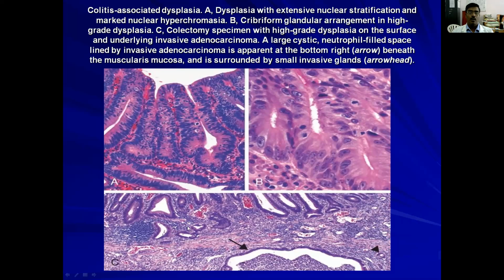This is a colectomy specimen. The high-grade dysplasia on the surface and underlying invasive adenocarcinoma is apparent at the bottom here. Okay, invasive adenocarcinoma, which is seen beneath the mucosa and surrounded by small invasive glands. Okay, invasive glands.